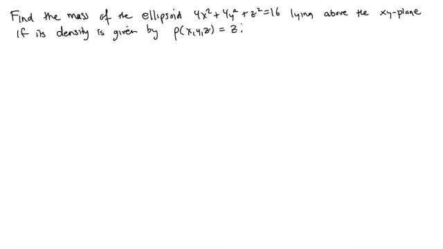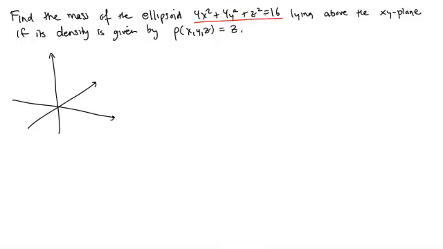Find the mass of the ellipsoid 4x squared plus 4y squared plus z squared equals 16 lying above the xy plane if its density is given by rho of x, y, z equals z. Let's start off by drawing a picture right here. Now the problem says we're looking at an ellipsoid, and so that will help me at least sketch it.